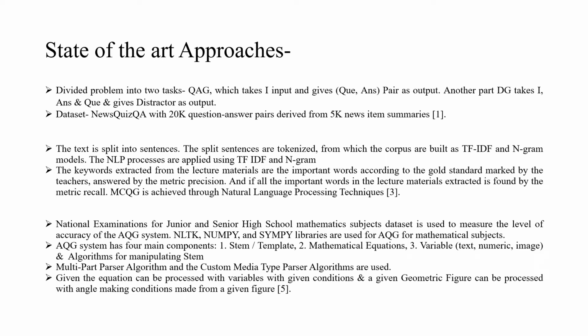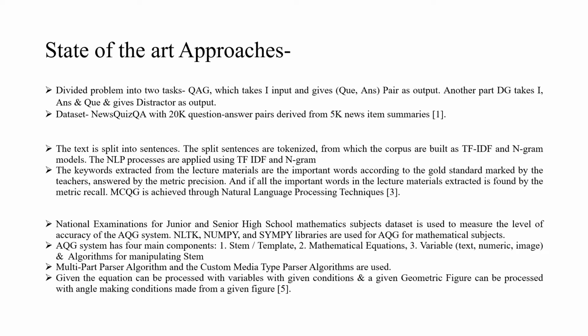Like this, some other approaches are also there, where one of the authors created a dataset named NewsQuizQA. These are for news articles, and this is prepared from the NewsQA dataset and the SQuAD dataset. There are 20K question-answer pairs available in this dataset, which is derived from 5K news item summaries.